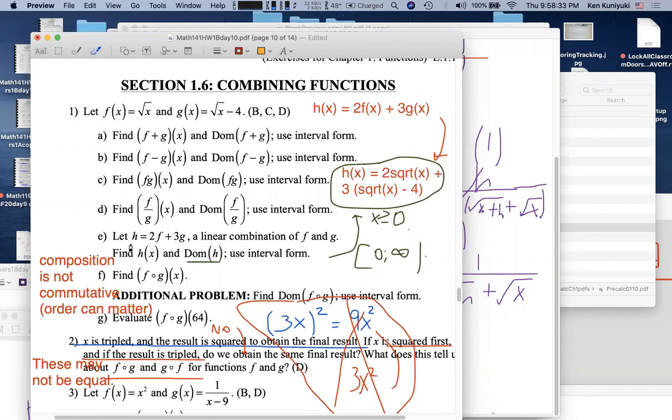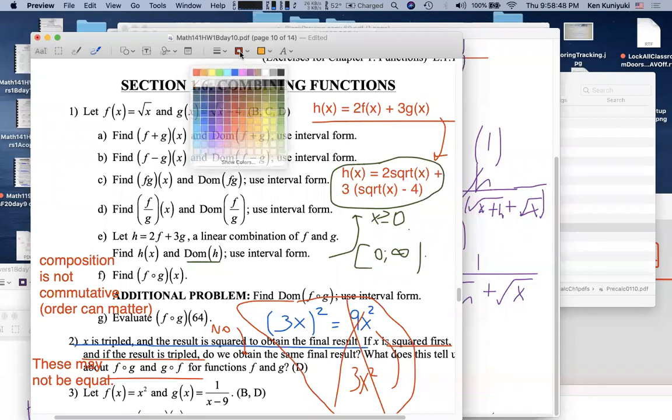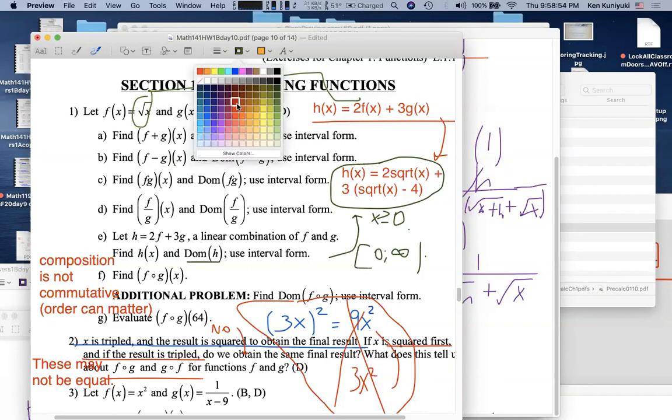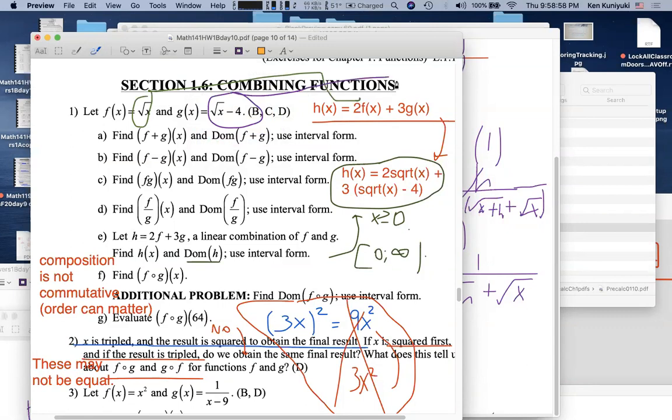Basically, the rule for h of x is given by a linear combination of the corresponding rules for f and g. h of x equals 2 times f of x plus 3 times g of x. Here's f of x. And here's g of x. Okay, that makes sense. Okay, that's easy.